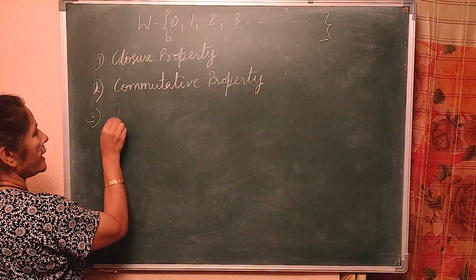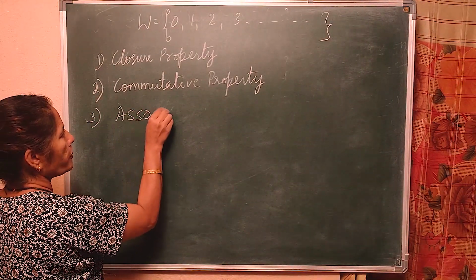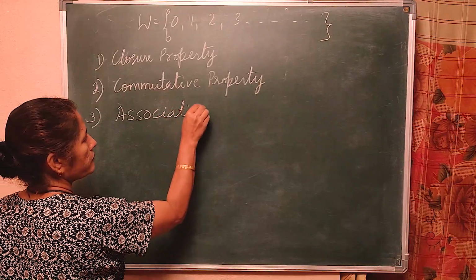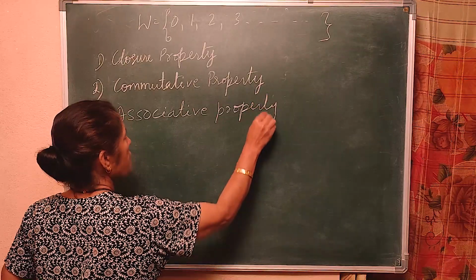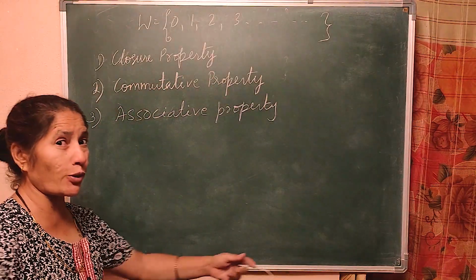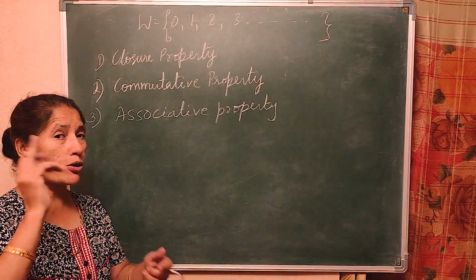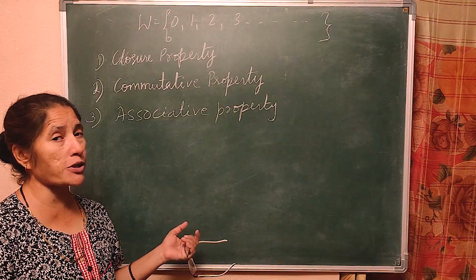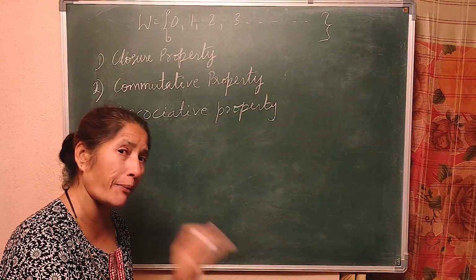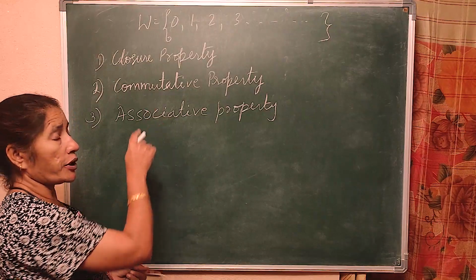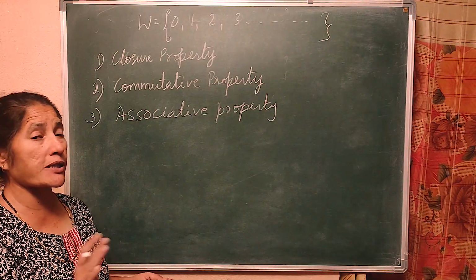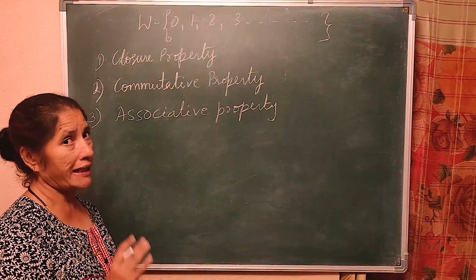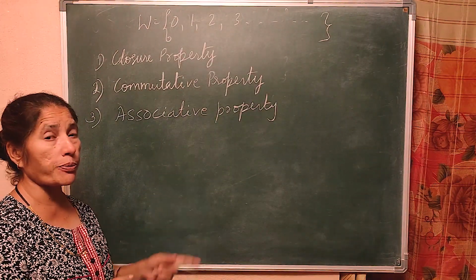Third one is associative property. First one is closure property. It is closed. If 1 belongs to W, 2 belongs to W, 1 plus 2 is equal to 3, that is also in W. Commutative property: A plus B is equal to B plus A. 2 plus 3 is equal to 3 plus 2. 2 into 3 is equal to 3 into 2. That is commutative. Associative property.